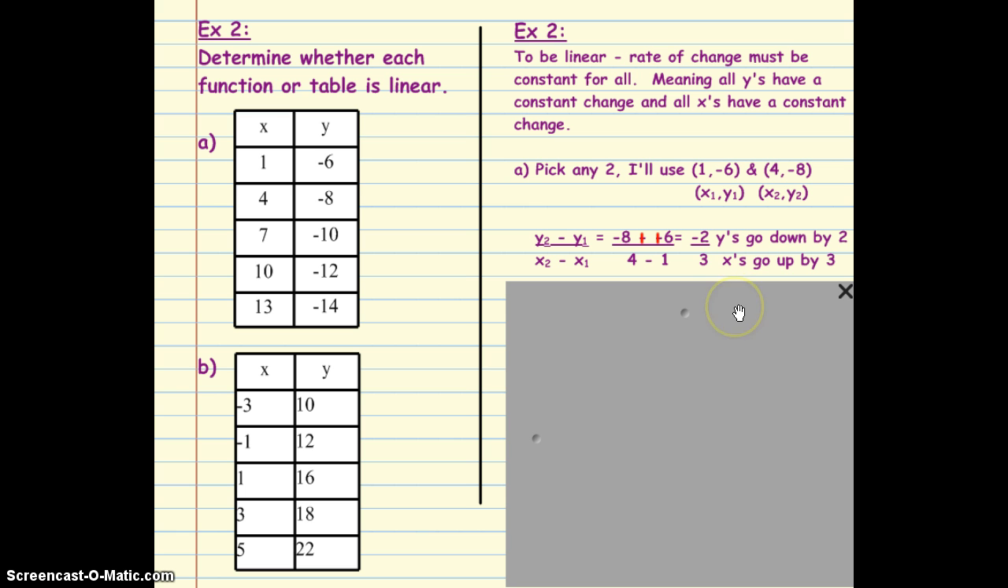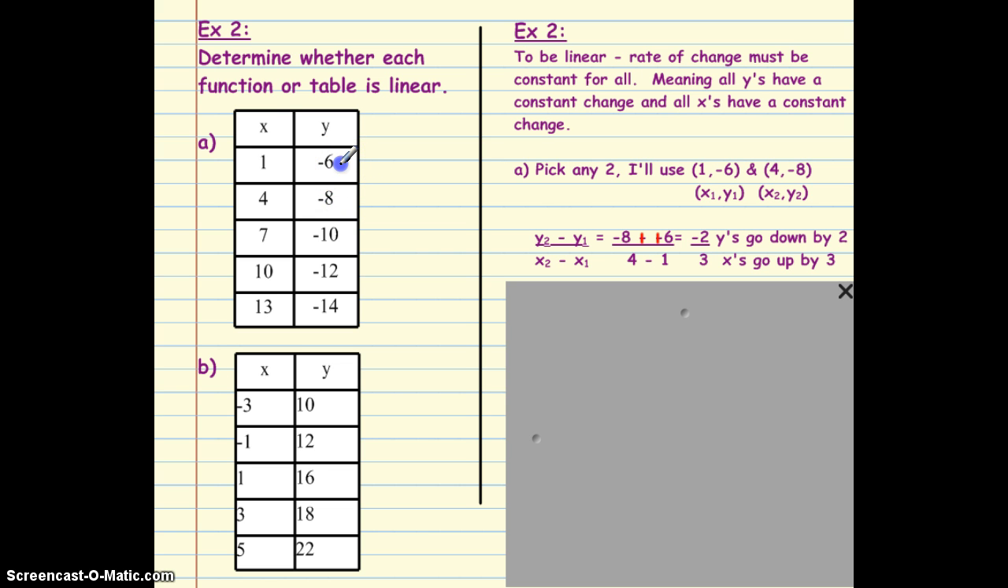So what this means is our rate of change is negative 2/3, which means our y's need to go constantly down by 2, because it's negative 2, so they're going down, and our x's need to go up by 3. So when we take a look at our table, our y's need to go down by 2.